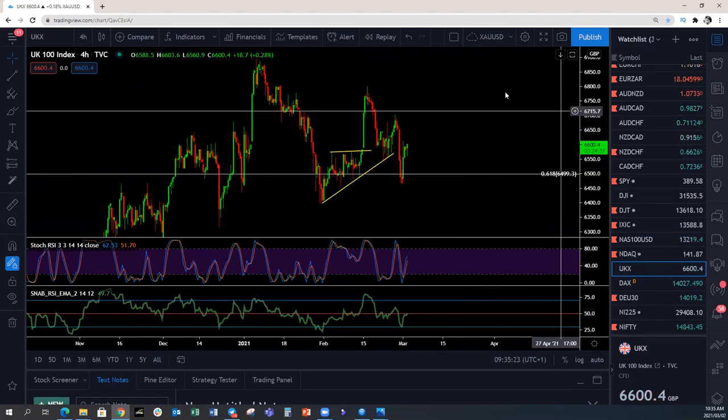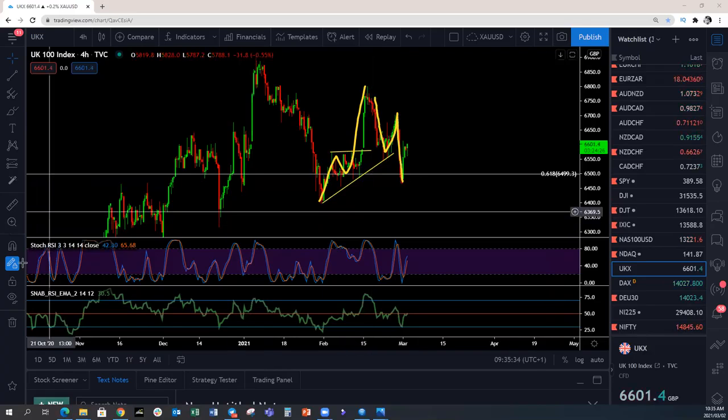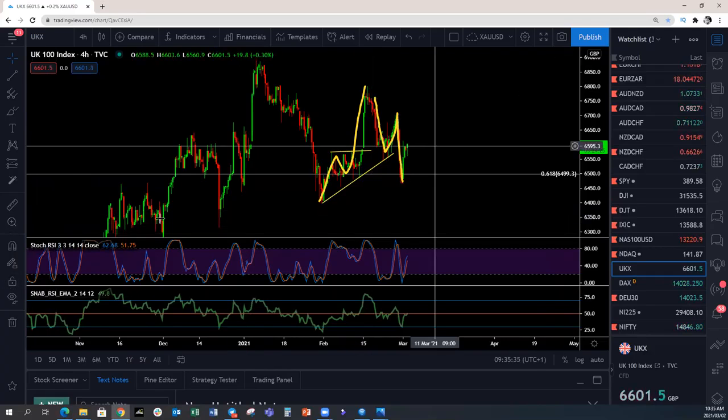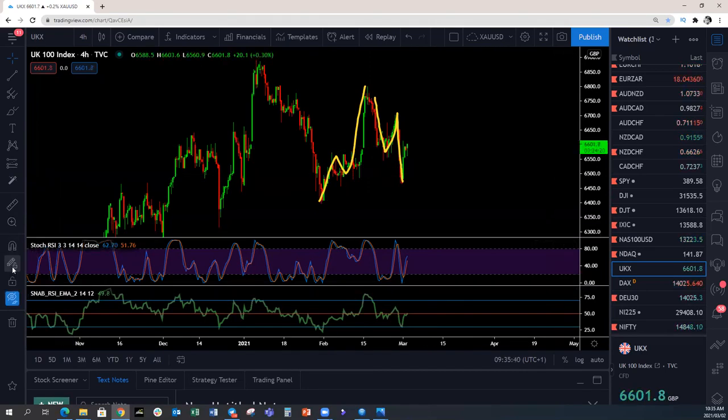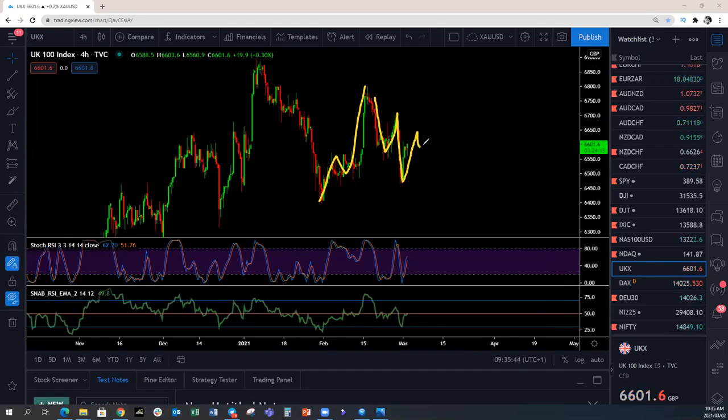Right, UK 100 has broken below this corrective structure, 1, 2, 3. We broke below there, but it looks like we're making another 1, 2, 3. Okay, let's switch off here, because structurally, if we look at this, we could be getting another 1, 2, 3 to the upside. So that means a big correction is coming on the UK 100.